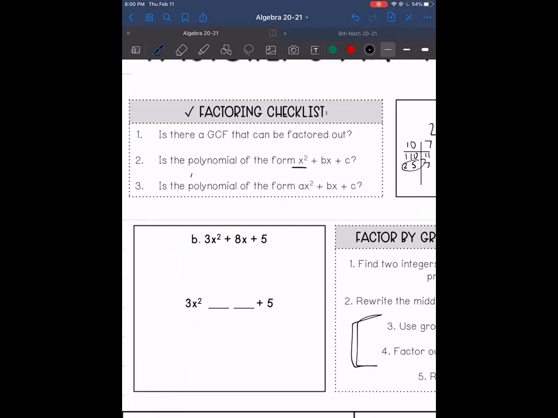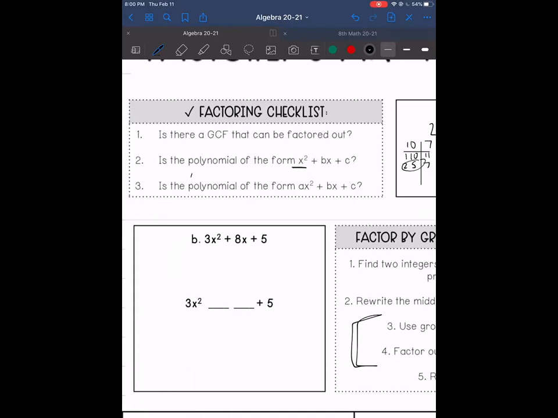Okay, step 1, do we have a greatest common factor? No, there is nothing that we can take out of each term. So step 2, or question 2, in our factoring checklist: is it in the form of x squared plus bx plus c? Do we have a leading coefficient of 1? The answer is no. So now we have to factor by grouping, or this AC method.